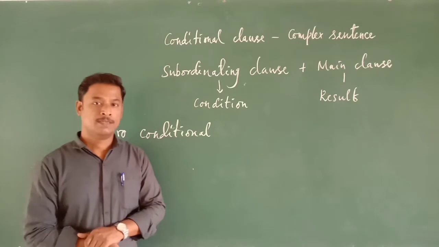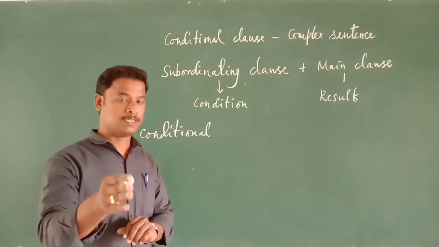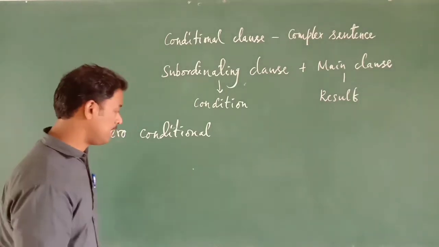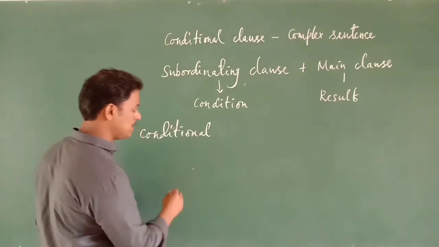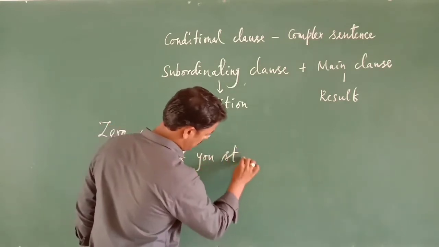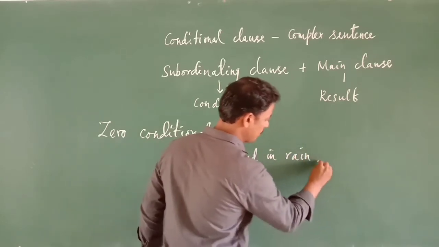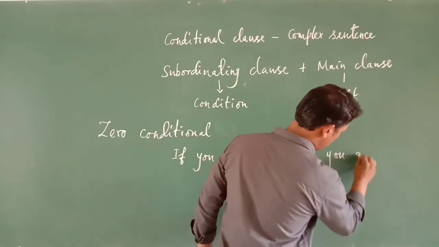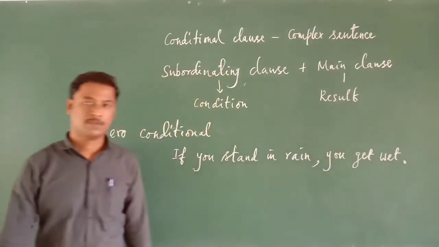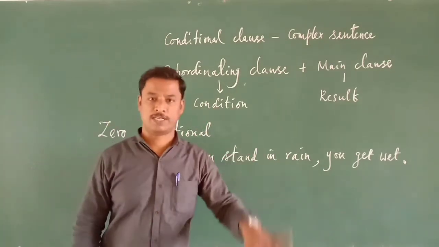Let me give you examples which are given in your textbook. Look at page number 116, in the first column, zero conditional. There we have some examples. The first example is, if you stand in rain, what will be the result? You get wet. The example is, if you stand in rain, you get wet.